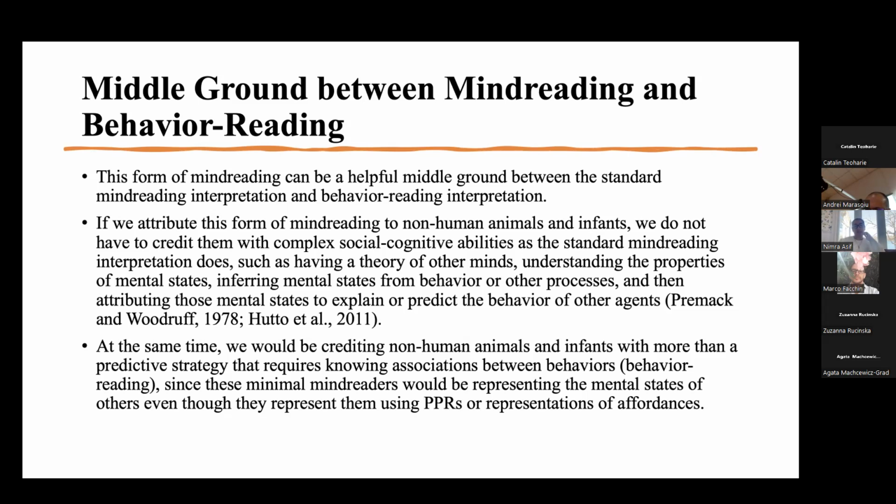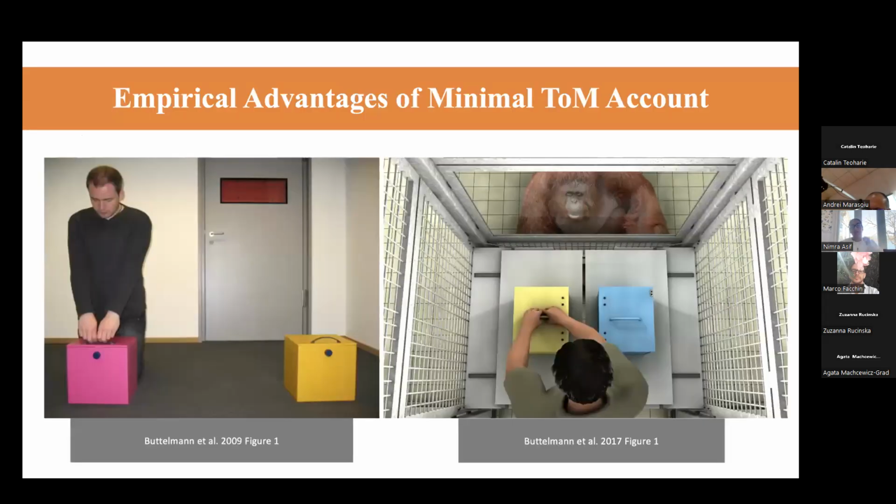I also think this account can be helpful. So I explained earlier that there's this discrepancy between the standard theory of mind tests and the non-standard theory of mind tests. The general finding is that non-human animals and infants just do better on non-standard theory of mind tests. And I think this account can be used to explain this discrepancy.